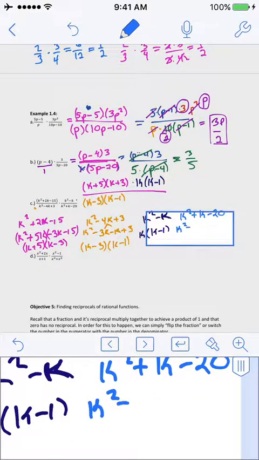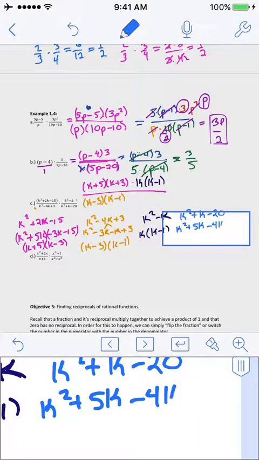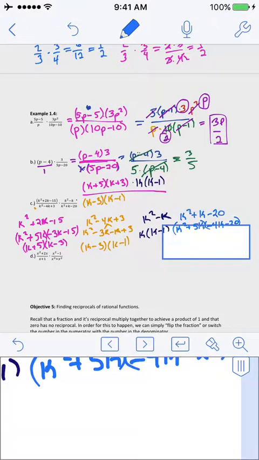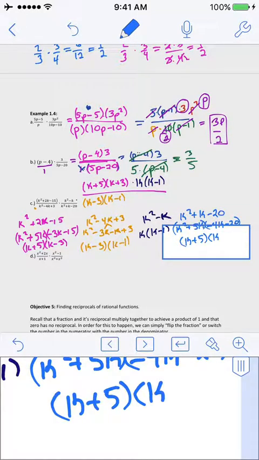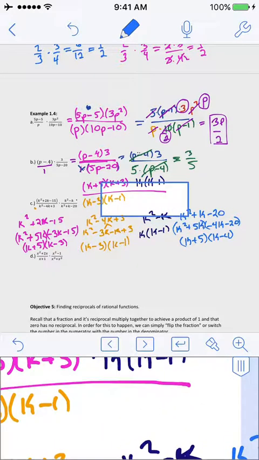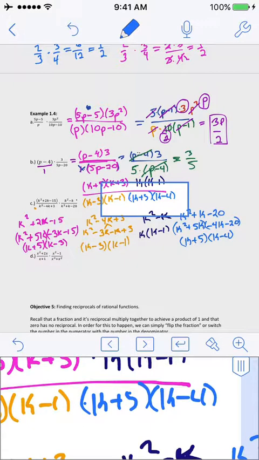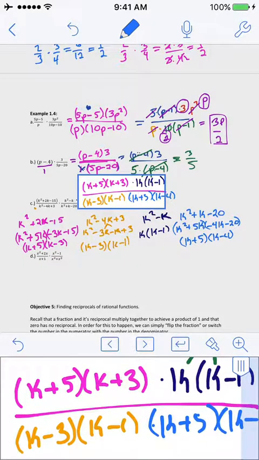So k squared plus 5k minus 4k minus 20, right? Factor by grouping, you end up with k plus 5 and k minus 4. And so I've got k plus 5, k minus 4. Okay, so I finally factored all these guys. Now I can see what cancels, right? Got lots of k plus k minus going on here. So let's see what cancels.